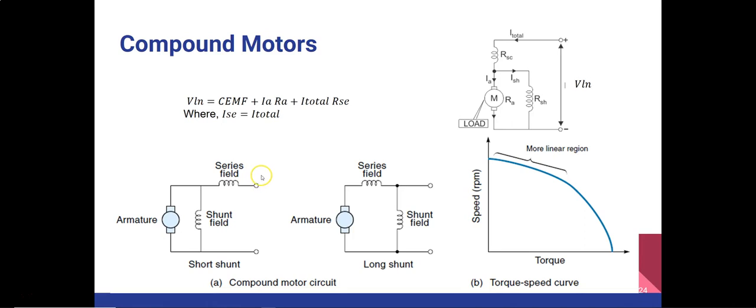And now let's see the applications. Compound motors are used where a higher starting torque and fairly constant speed are required. For example, in elevators, rolling mills, presses, and heavy planers, in all these applications it can be used.